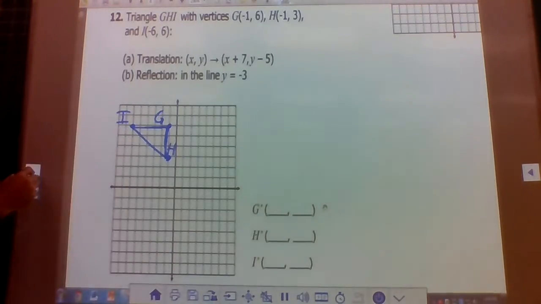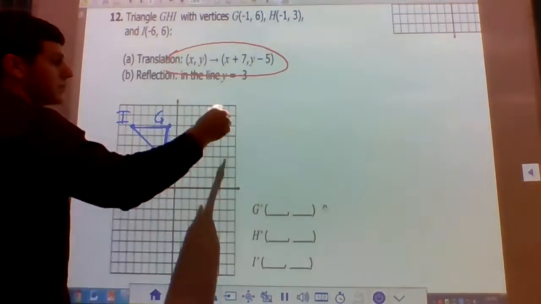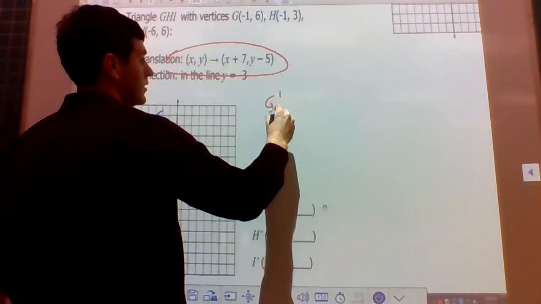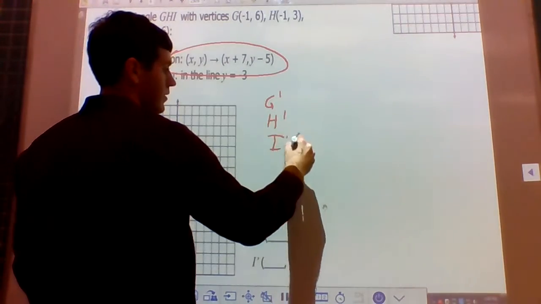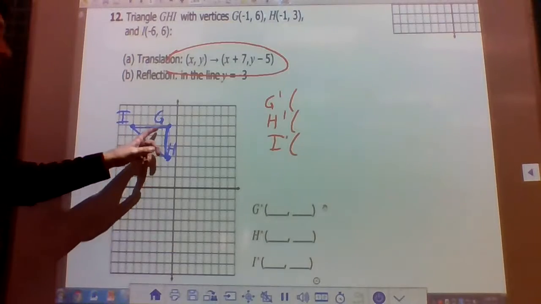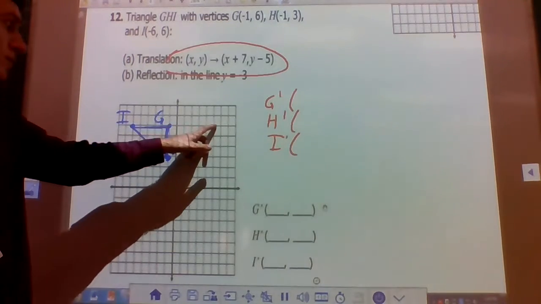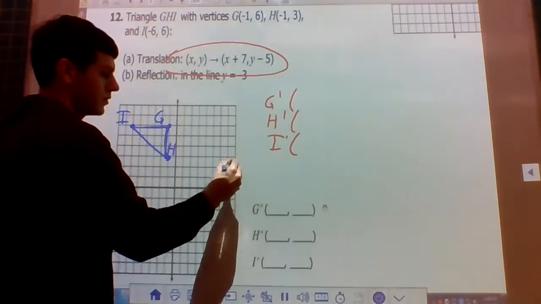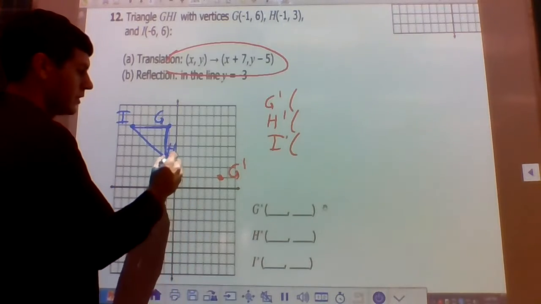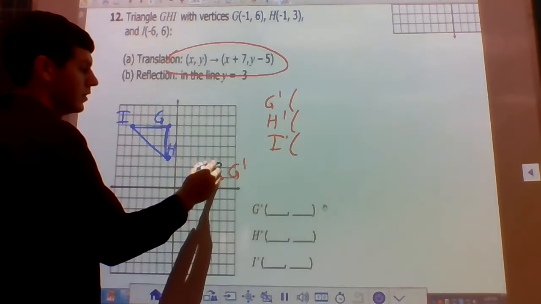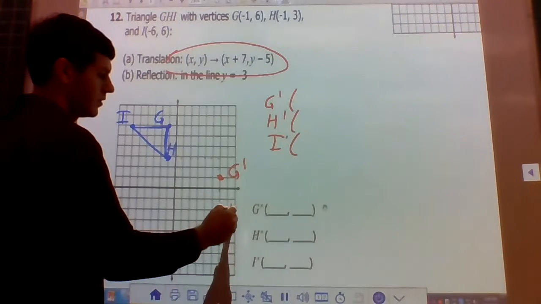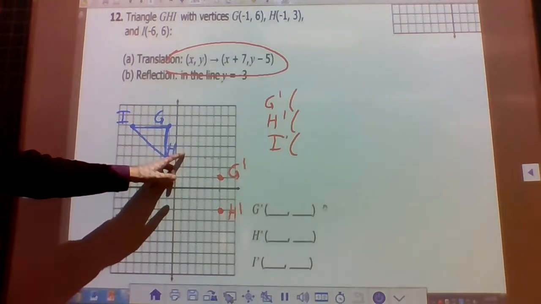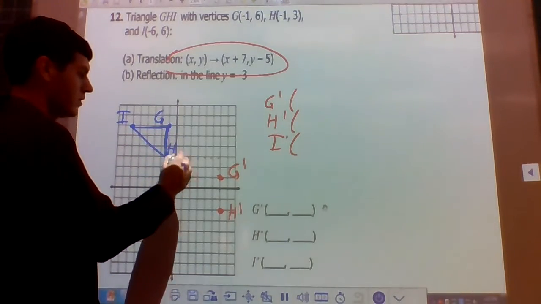So first we want to translate it. Okay. So what is G prime, H prime, and I prime? So G prime, we want to go 7 to the right. 1, 2, 3, 4, 5, 6, 7. 1, 2, 3, 4, 5, and 5 down, right? Because it's negative. So there's G prime. Okay, H prime, 1, 2, 3, 4, 5, 6, 7. 1, 2, 3, 4, 5. Okay. And then I prime, 1, 2, 3, 4, 5, 6, 7. 1, 2, 3, 4, 5.